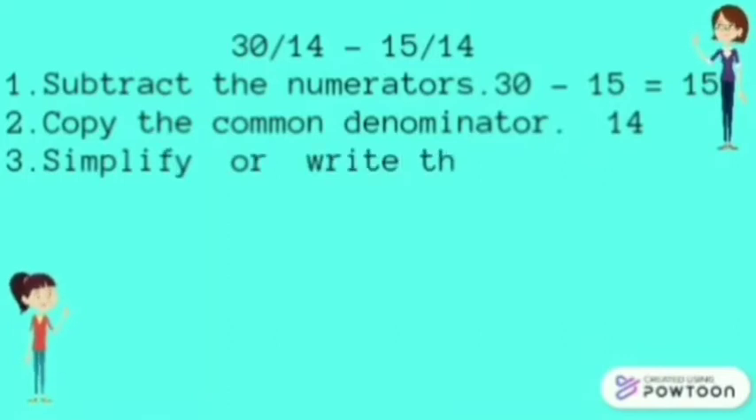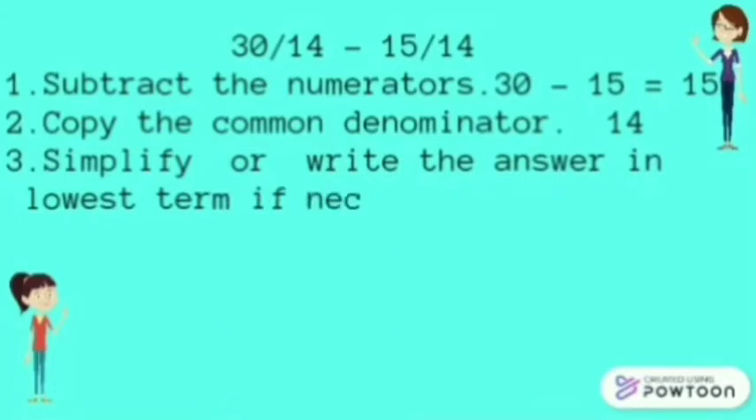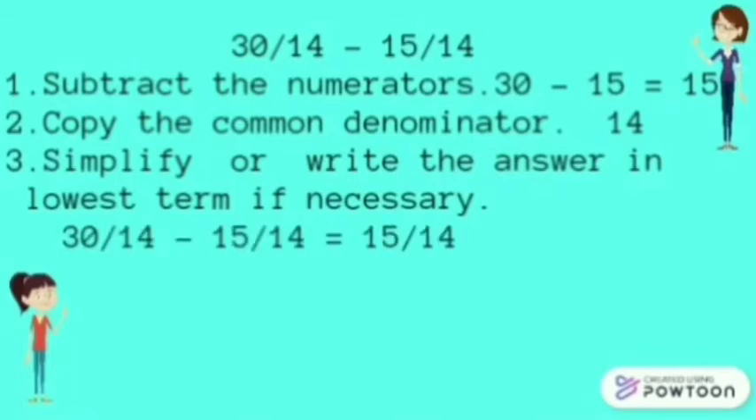30 fourteenths minus 15 fourteenths is 15 fourteenths. To simplify 15 fourteenths, divide 15 by 14 and the answer is 1 and 1 fourteenth. 1 and 1 fourteenth is our final answer.